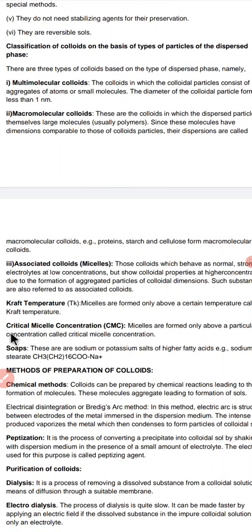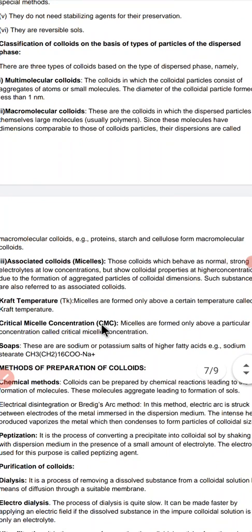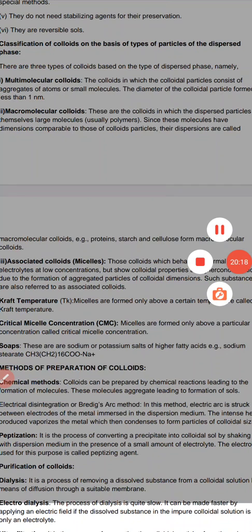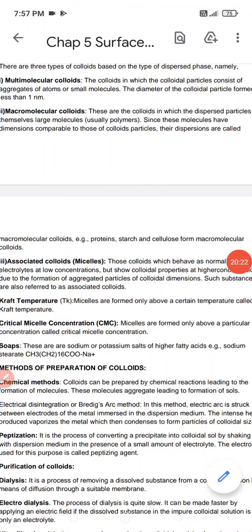After that, we have the critical micelle concentration, or CMC. Micelles are formed only above a particular concentration, and that is called the critical micelle concentration, or CMC.